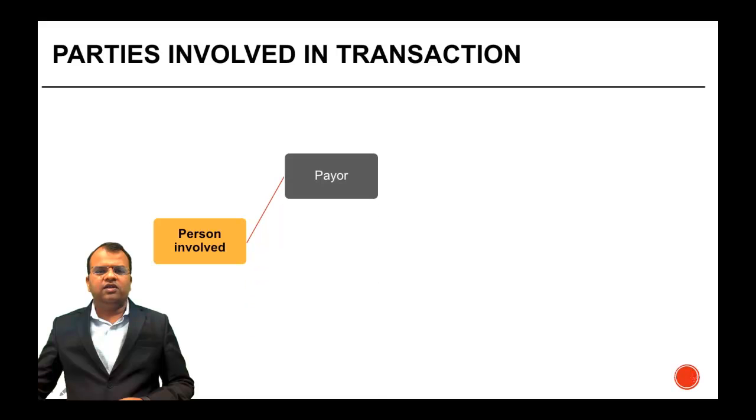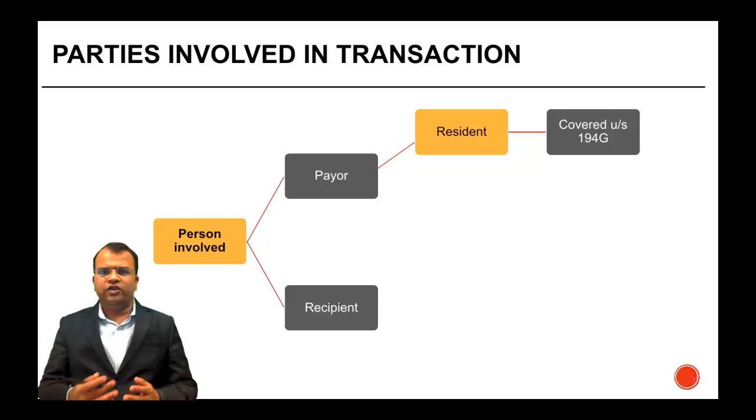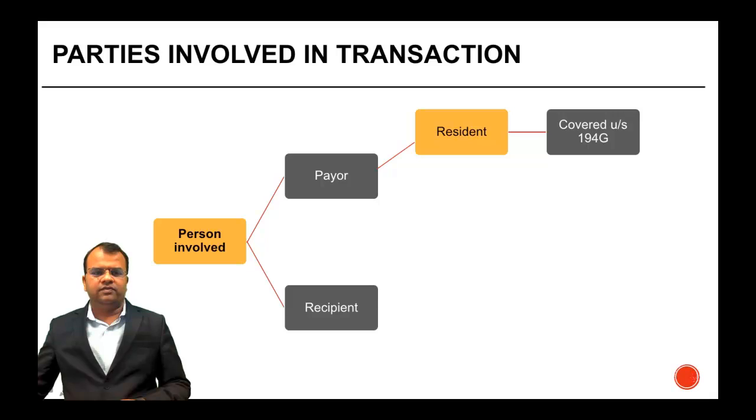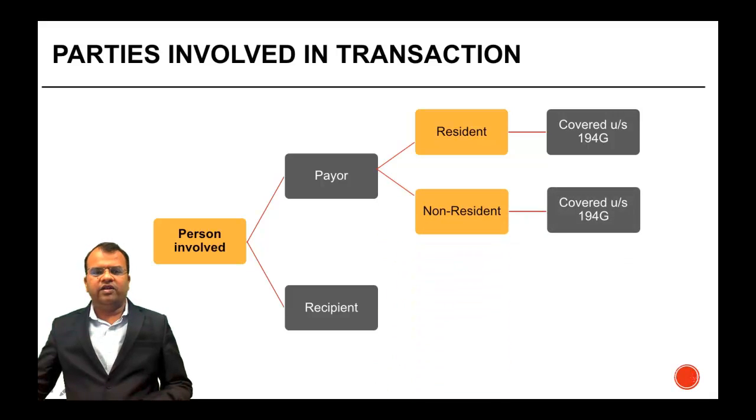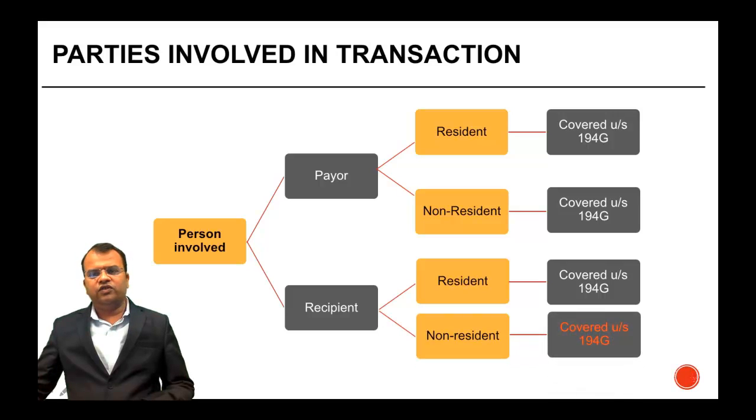Like we saw earlier in all the transactions, there's a payer and a recipient who's involved. If the payer is a resident and he makes a payment which is liable for deduction under this section, he has to deduct tax under section 194G. If the payer is a non-resident, even they are liable to deduct TDS under section 194G. The recipient could be a non-resident or a resident. Both are covered for the purpose of deduction of TDS under this section.